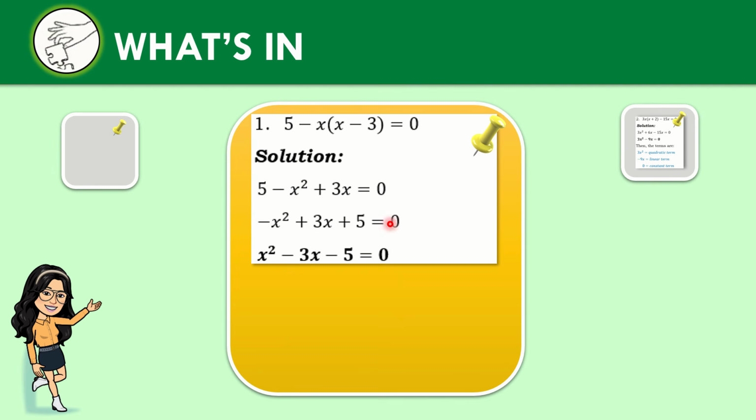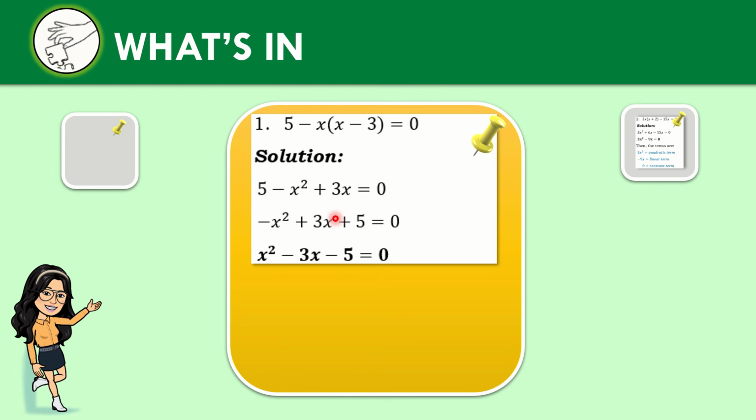This would be our solution. Look at my laser pointer to follow. This would now be 5 minus x squared plus 3x is equal to 0 after applying distributive property of equality. The next line will be negative x squared plus 3x plus 5. So we are now rearranging our polynomial in decreasing order for our exponent.